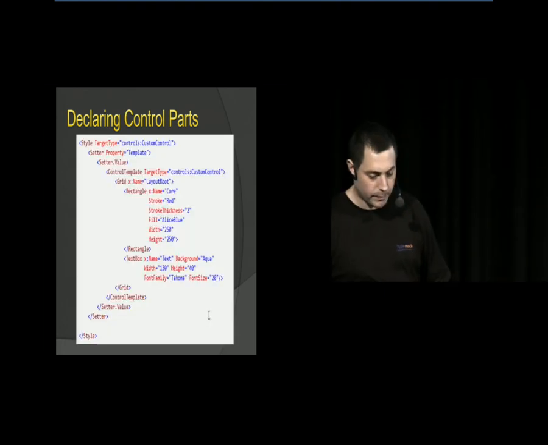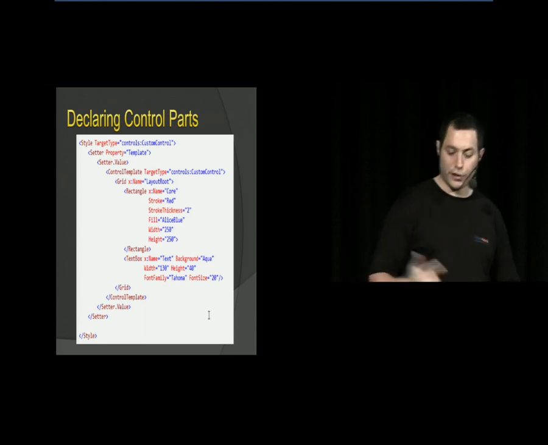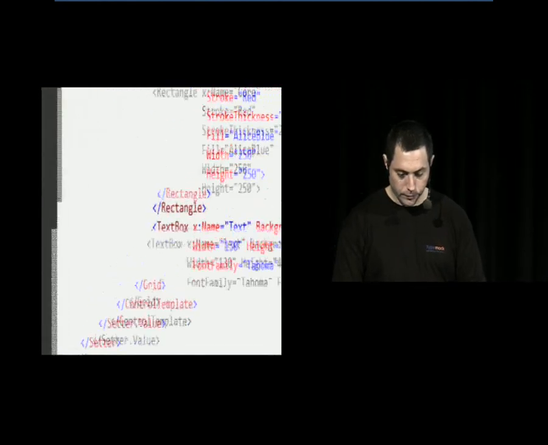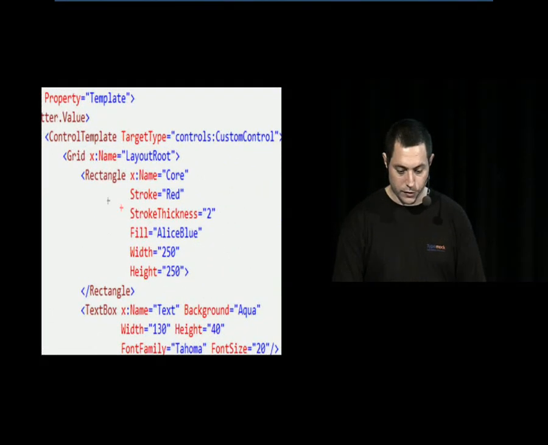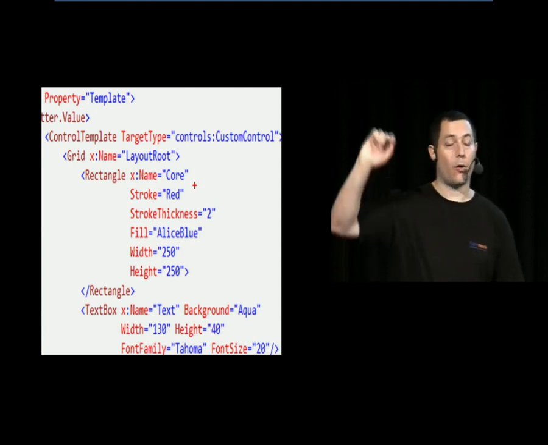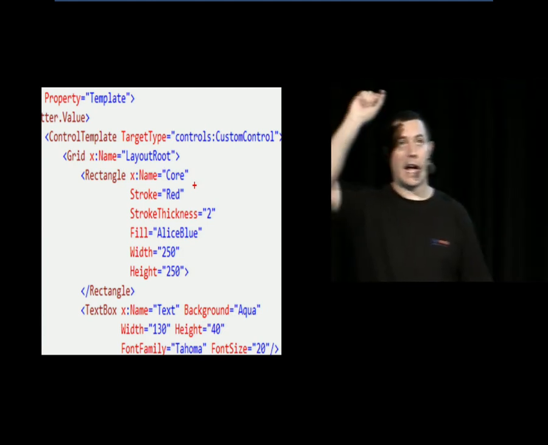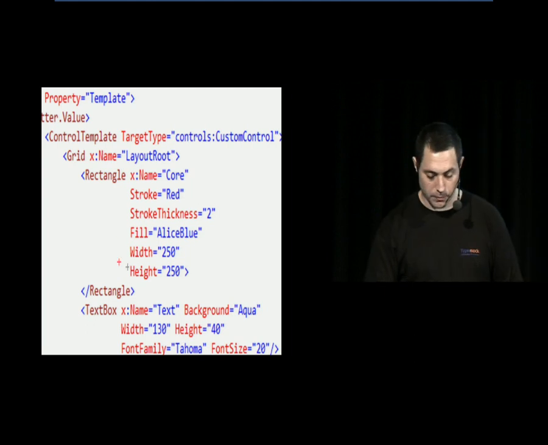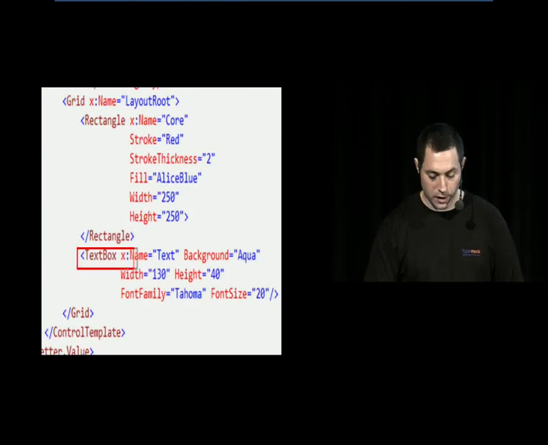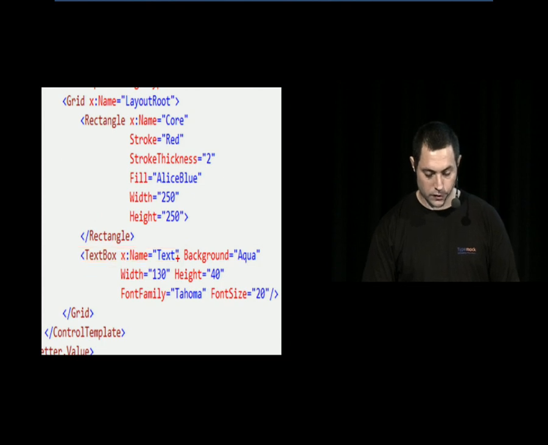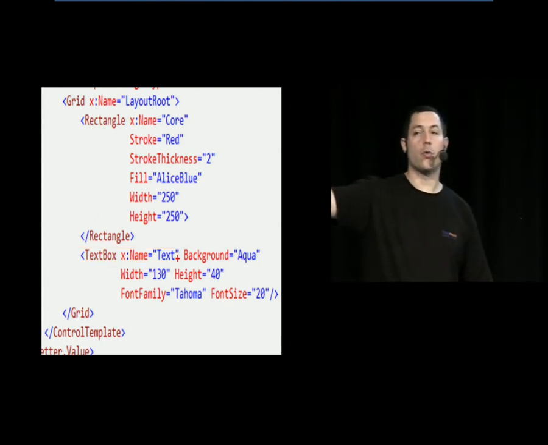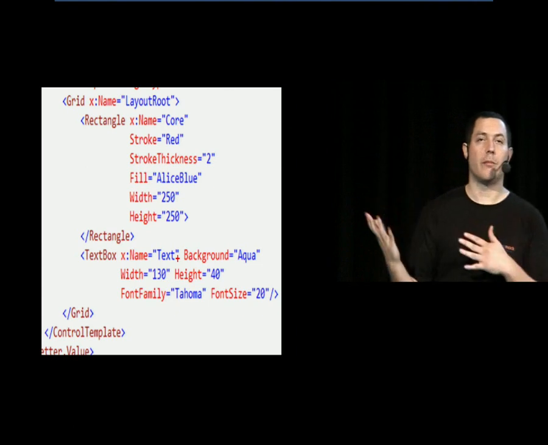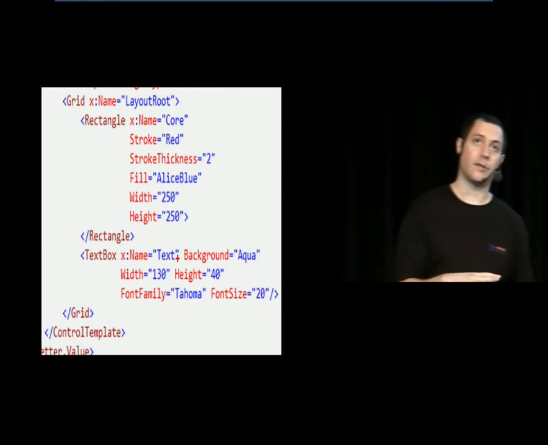So in XAML, I would have also the control template. Take a look at this. This is the control template, and in there, there is a rectangle. And the X name of the rectangle is called core. And this is the one that I'm also putting on the attributes on the control. It's the same name. There's also a text box with an X name called text. So these are the corresponding actual implementations of that something which is a framework element and a text box.